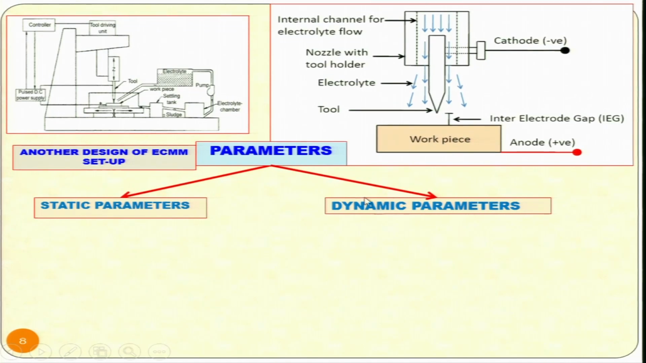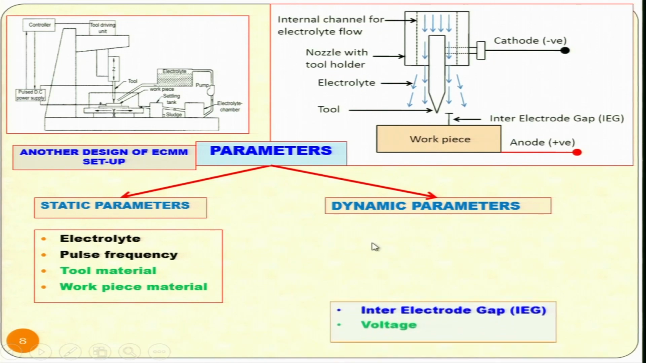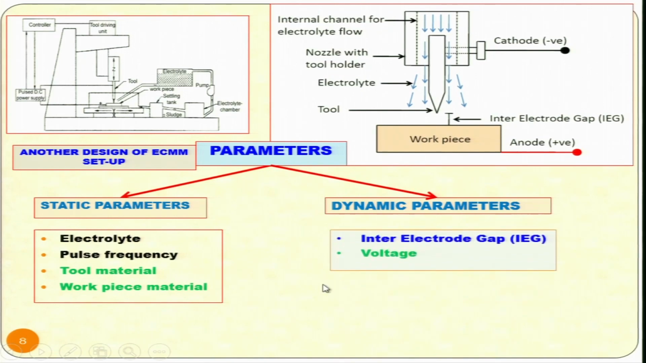Now the parameters: there are certain static parameters of the process and there are other dynamic parameters of this particular process. Static parameters include electrolyte, pulse frequency, tool material, workpiece material. You can choose optimum values of some, like pulse frequency, but tool material and workpiece material you cannot change because they are prescribed by the manufacturer, and definitely the electrolyte you can select according to the workpiece material. There are certain dynamic parameters like inter-electrode gap and voltage, they keep varying during the process also.